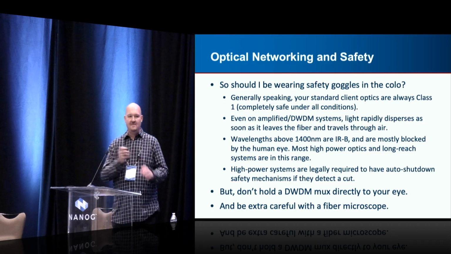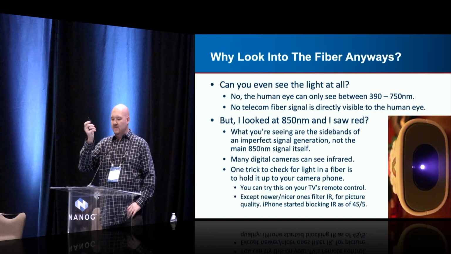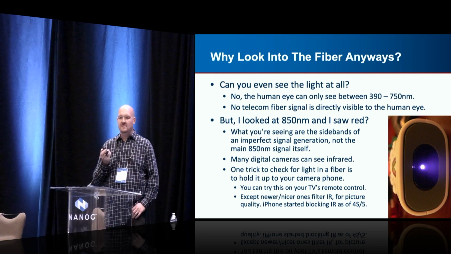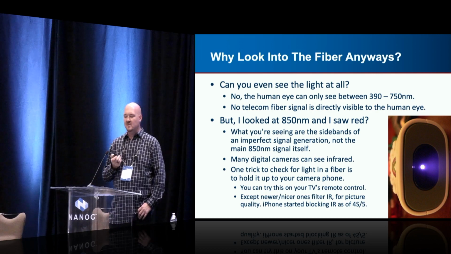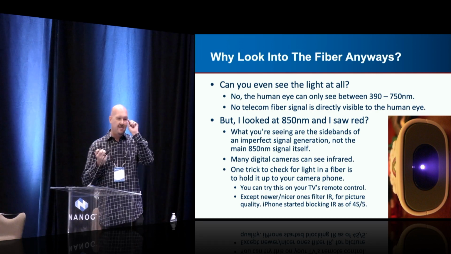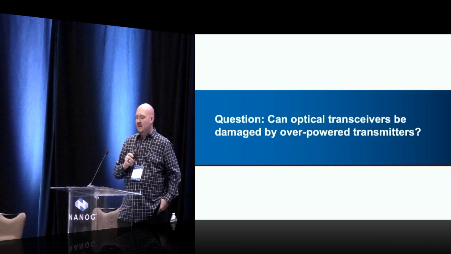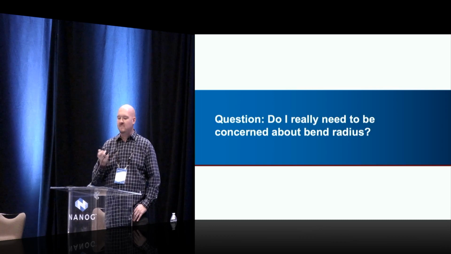It tends to spread out pretty quickly. Why even look at the fiber anyway? You're not actually able to see infrared on any signal, but you're able to see the sidebands. If you look at an 850 signal, you'll see a little bit of red, but you're just seeing the imperfections of the signal. I'm going to skip a bunch of stuff for time.